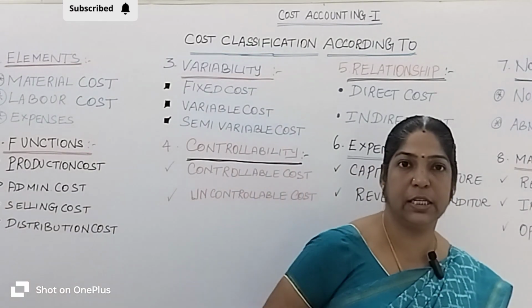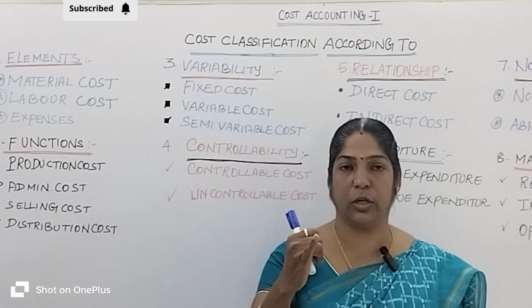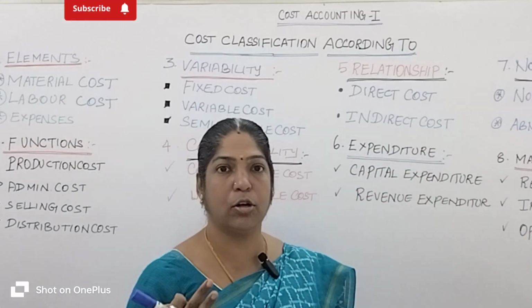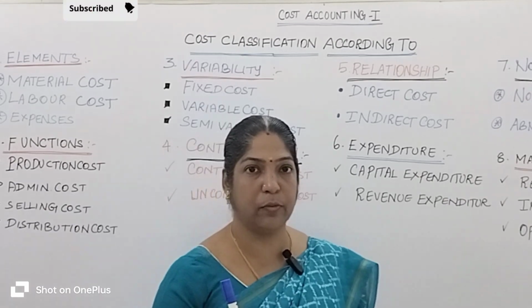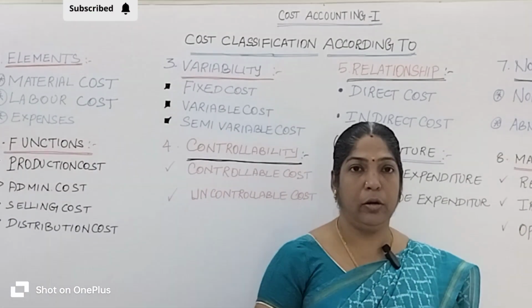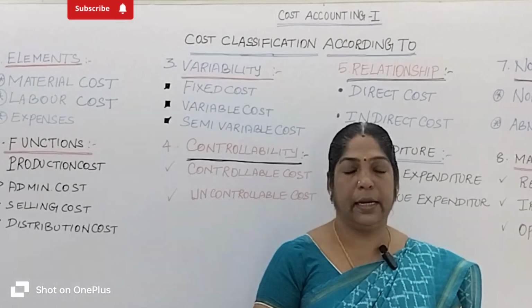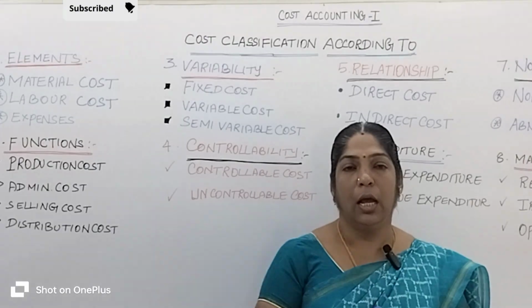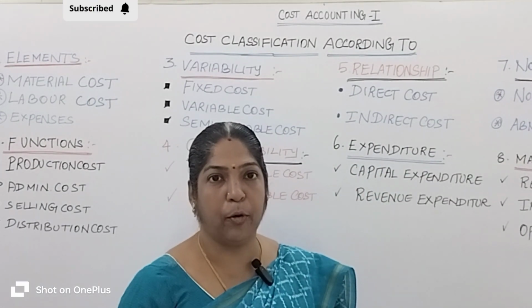How many functions are we going to learn here? Four functions. What are they? Production cost, administrative cost, selling cost, and distribution cost. Let's take the production cost. What does production cost mean? Spending money to produce a product directly, like direct material cost, direct labor cost, and direct expenses. These we collectively call production cost.